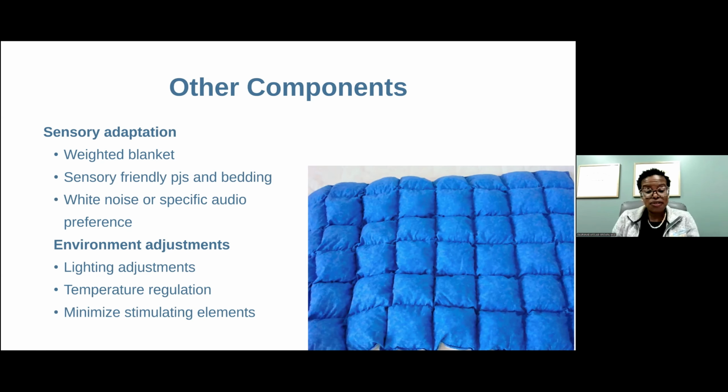And then there are also sensory-friendly PJs and sensory-friendly bedding, and you can find all those online. If they like the noise, the white noise, to mask any outside noises, that's really helpful and soothing for some kids. And then just making sure that the light and temperature are well regulated. The room is cool, the lighting is appropriate, and you rule out any stimulating elements.